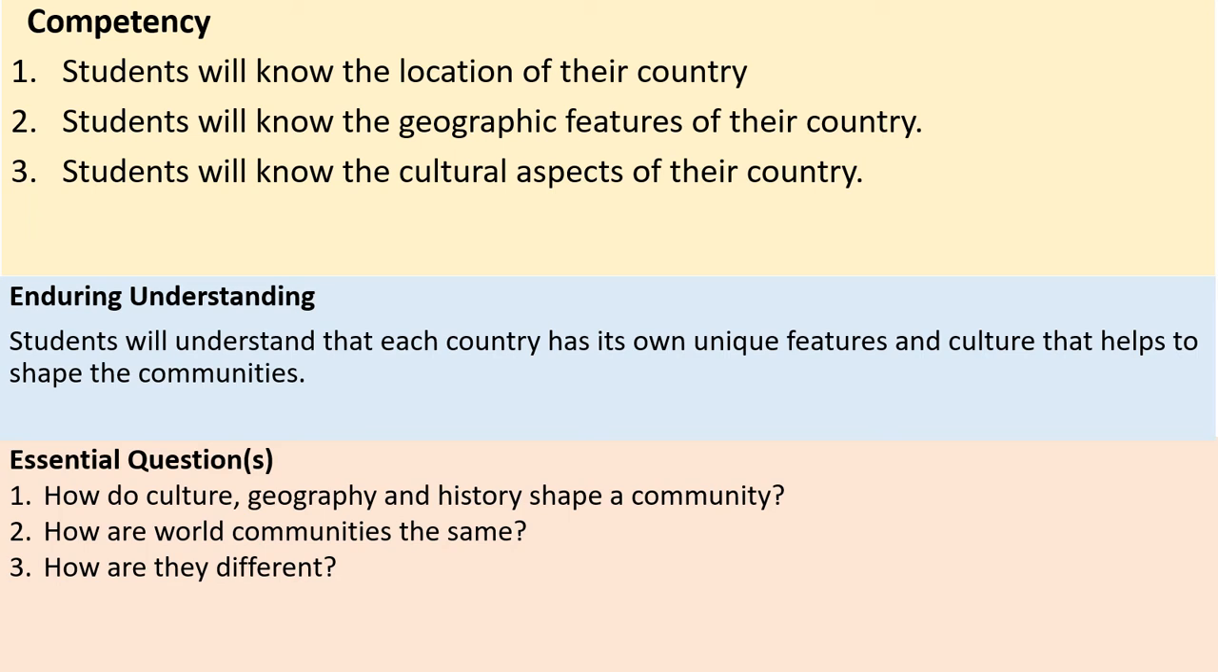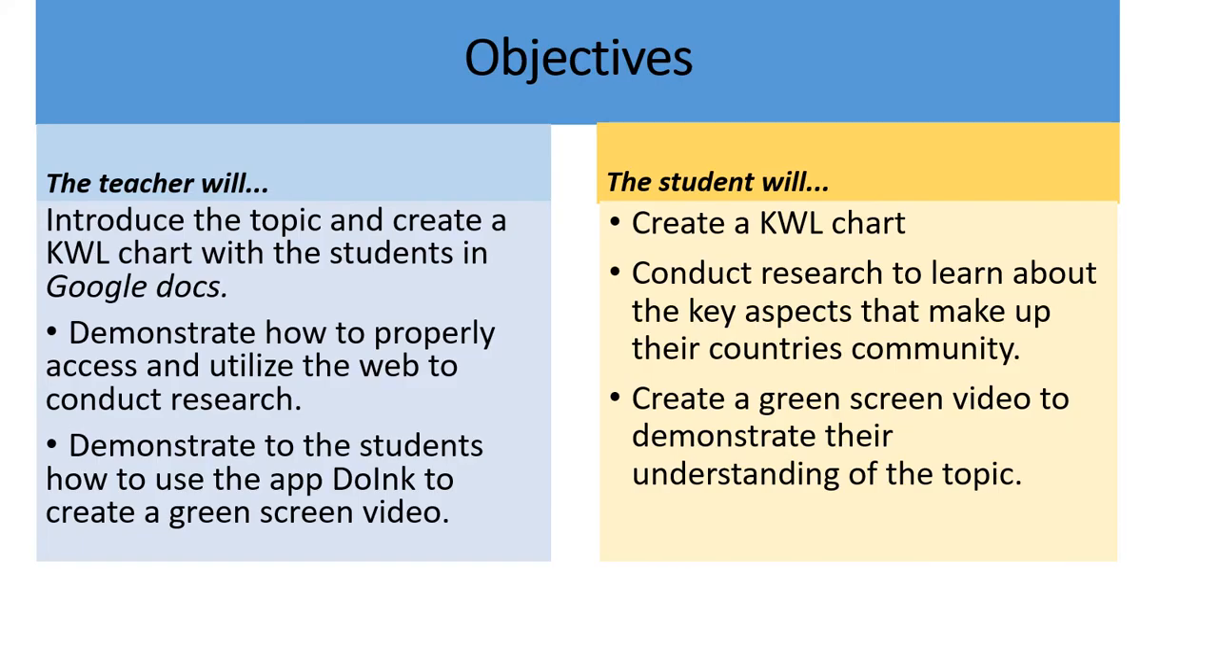communities. The essential questions that they'll be answering are: how do culture, geography, and history shape a community? How are world communities the same, and how are they different? The objective is for the teacher to introduce the topic and create a KWL chart with the students.